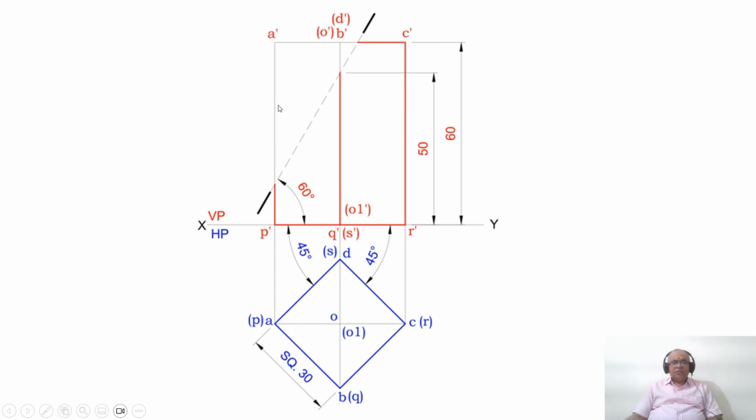Similarly, this section plane is not passing through the base. So you darken from P dash to R dash. Similarly, A to B, B to C, C to D and D to A with a dark line.